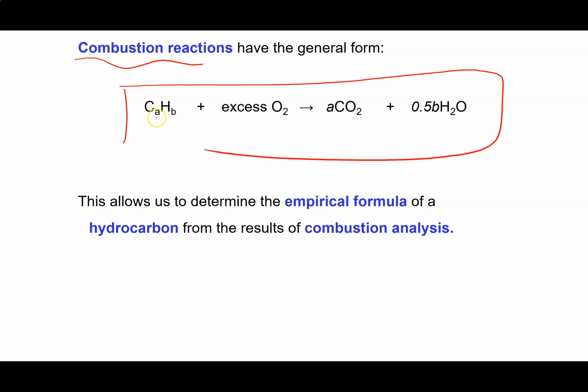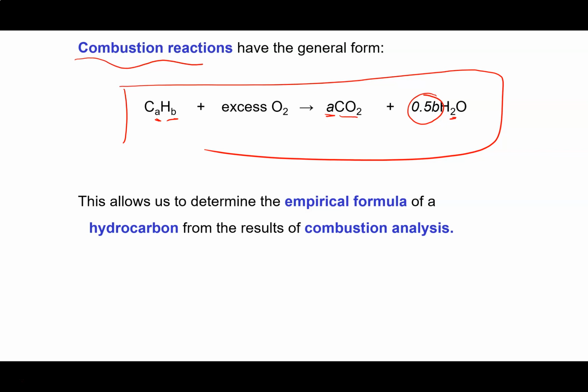So typically this is going to be the general form of a combustion reaction for a hydrocarbon. We have this hydrocarbon, it's got A moles of carbon in it, and it's got B moles of hydrogen in it. And this will form A moles of CO2 when it is burnt, and 1/2 B moles of water, right? And we have to have 1/2 of the B moles of water because we have 2 hydrogen atoms for every 1 water molecule.